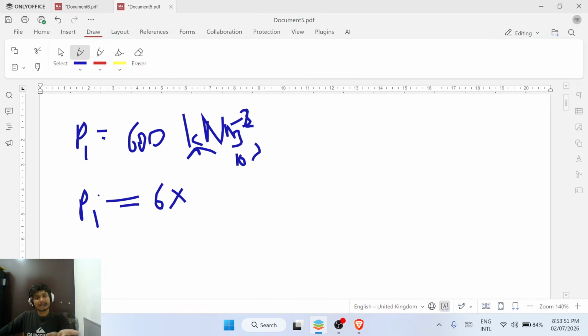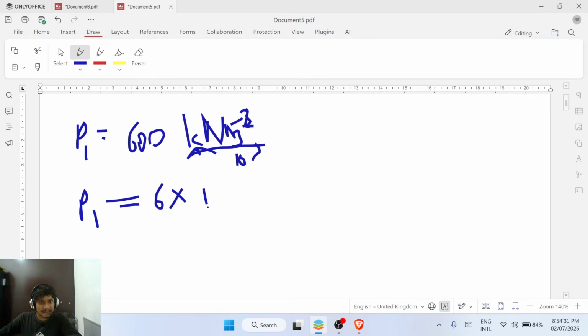Therefore, we can write P1 is equal to... If you can calculate using kilo, you can use kilonewton per meter squared without substituting. But you may make mistakes. The probability of making mistakes is very high when we are dealing with kilo. If you do the questions by yourself, you will experience this. Now, let's move on with the question.